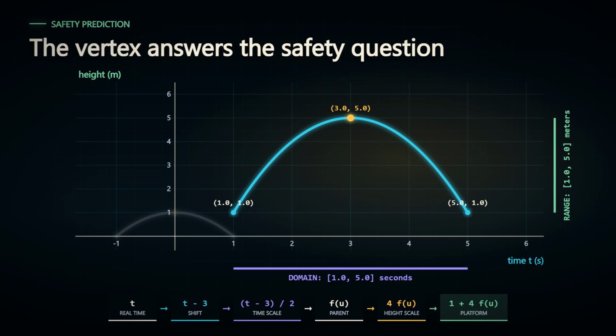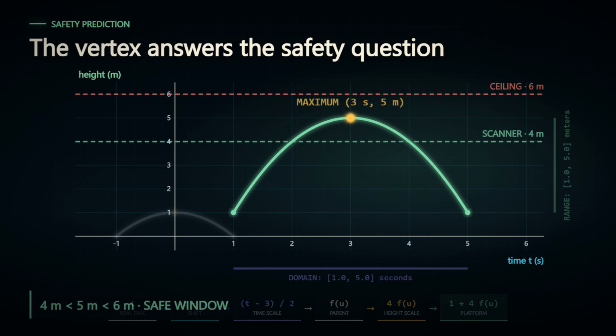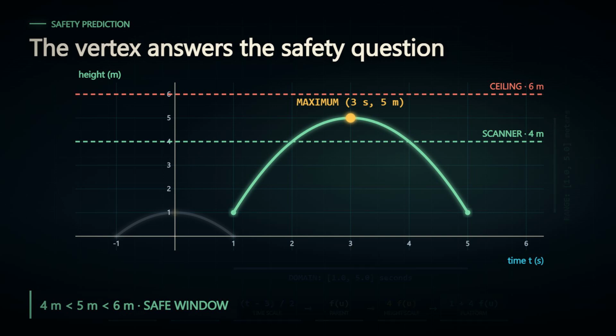The scanner is at 4 meters and the ceiling is at 6. The transformed vertex gives the maximum immediately, 5 meters at 3 seconds. 5 is above the scanner and below the ceiling. Without calculating dozens of samples, the landmark map predicts that the programmed flight enters the safe measurement window.